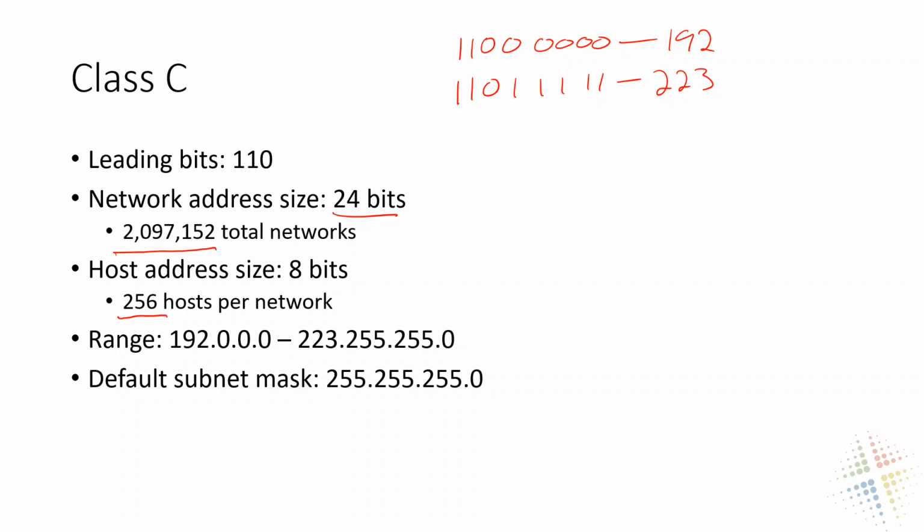Again, for the range, because we're dealing with 24 bits for the networks, we look at the first essentially 3 octets, or the first 3 bytes of our addresses. So 192.0.0 through 223.255.255 with a default subnet mask of 255.255.255.0.